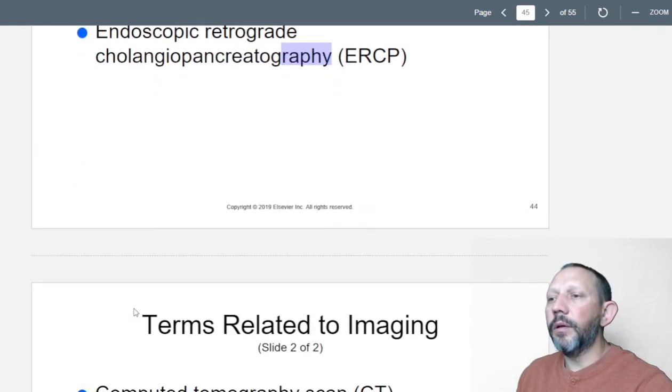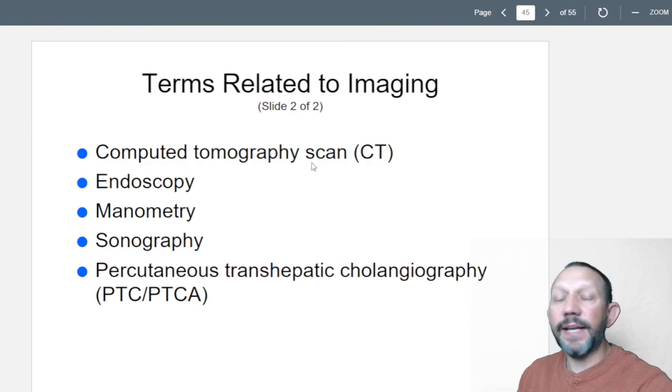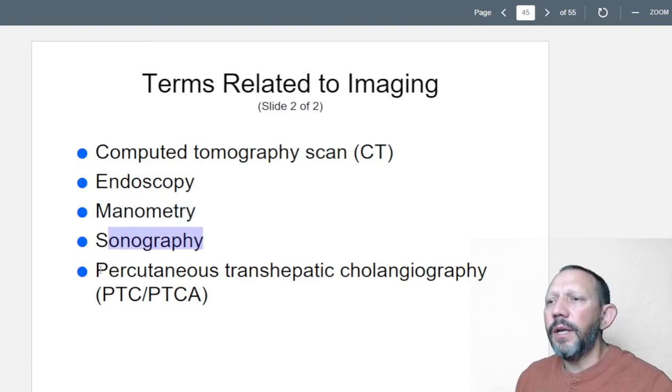There we go. Okay, computed tomography, CT scans. Really good to see the internal organs on the CT scan. Endoscopy is putting a camera in. Manometry is checking the pressure inside. And sonography is using sound.